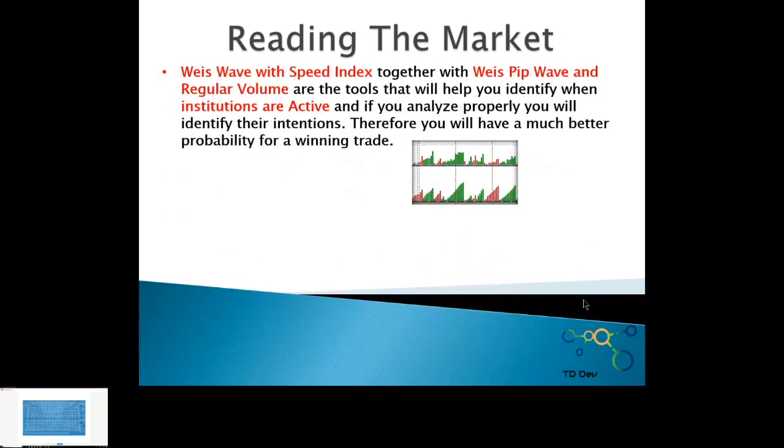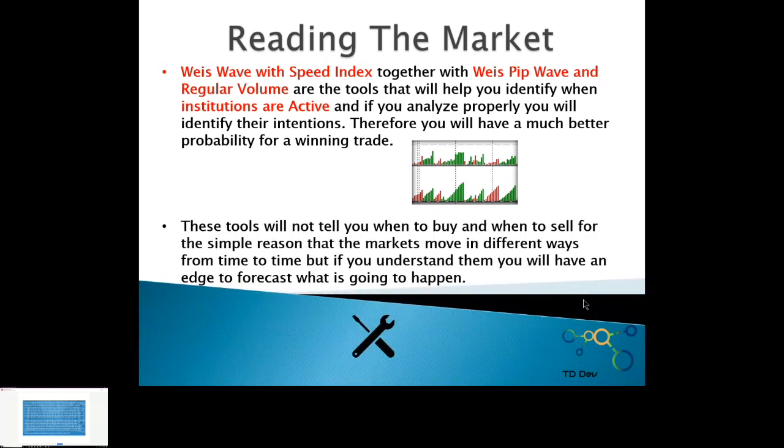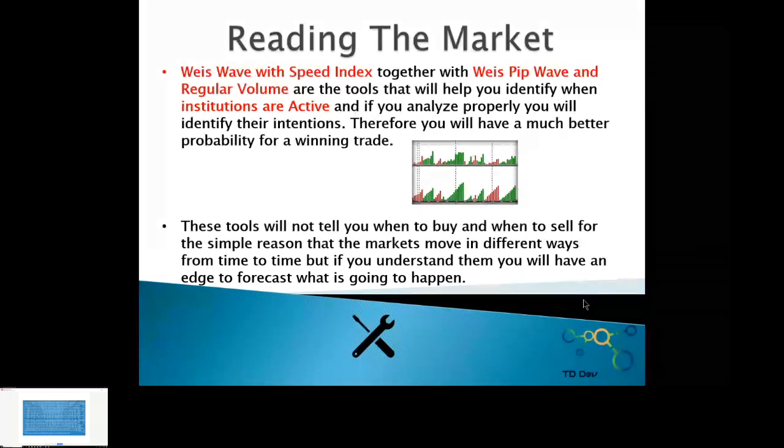Let me continue. So we're going to use these three indicators: Weis Wave with speed index, Weis PIB wave, and the regular volume indicator. These indicators will identify what institutions are doing and when they're active. And if we're able to analyze this stuff properly, we will have a much better probability for a winning trade. So these tools that I will show you will not tell you when to buy or when to sell, for the simple reason that the markets are continuously changing. So you need to understand what is happening the last few days, the last few hours, in order to have an edge of what is going to happen in the future and be able to forecast properly.